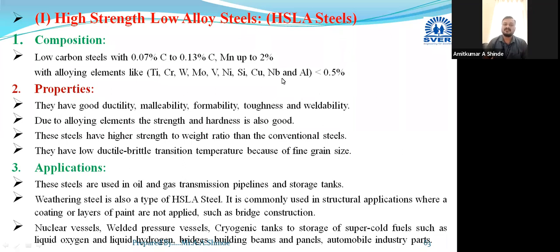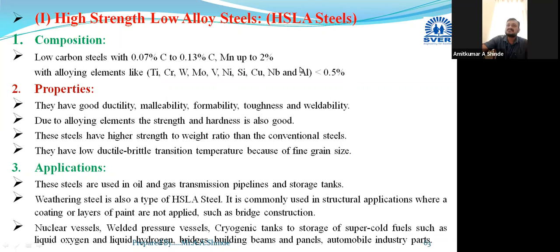Now here are the important names. The first we will start with is the high strength low alloy steels. This is written in books by the symbol HSLA steels. This HSLA stands for high strength low alloy steels. Now the first point is composition. What is the composition of these high strength low alloy steels?